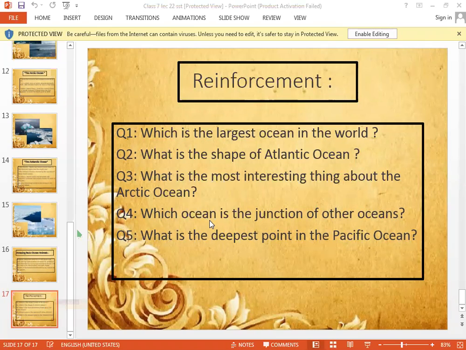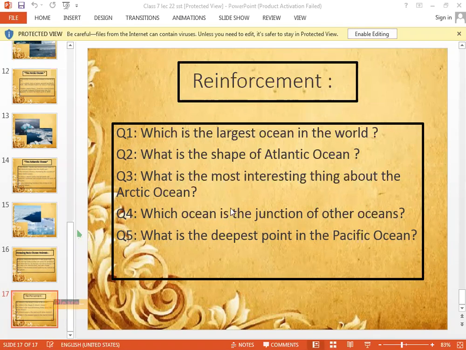Yes, very good. Alishba, Shahroz, Rania, very good, beta. Well done, very good. So the largest ocean is the Pacific Ocean, yes, Muhammad Ali, very good. The shape of the Pacific Ocean and Atlantic Ocean is egg or oval shape. Very good, Aisha, Rania, Shahroz, well done. Shape of Atlantic Ocean is oval shape.